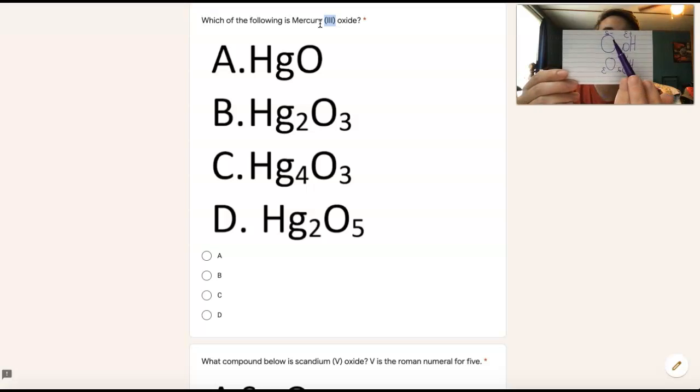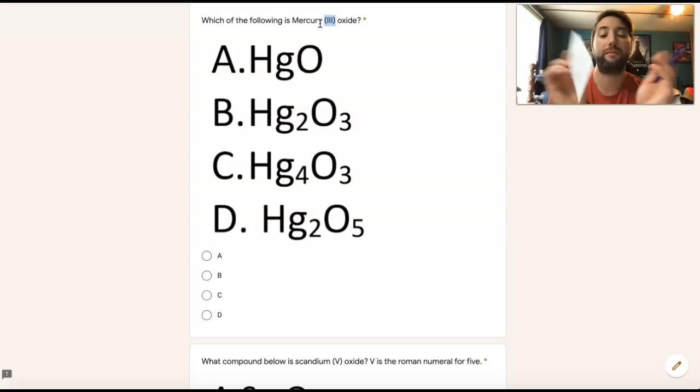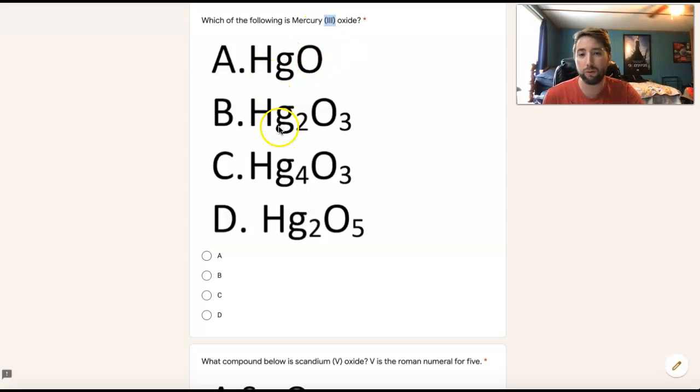So we've got Hg2O3. Remember, we're not going to use the signs. We're just going to take the numbers. So Hg2O3. All right, and we don't have to rewrite anything. So let's look. Hg2O3 is what we're looking for. Looks like that would be B.